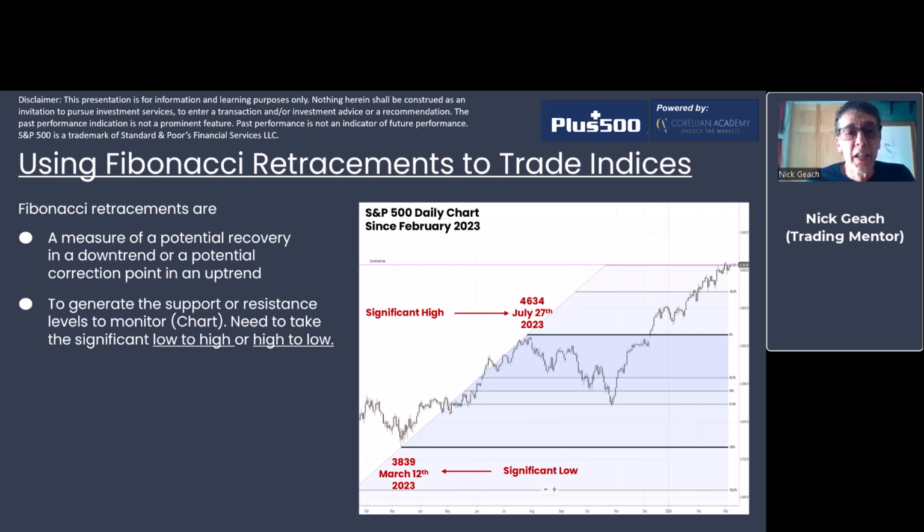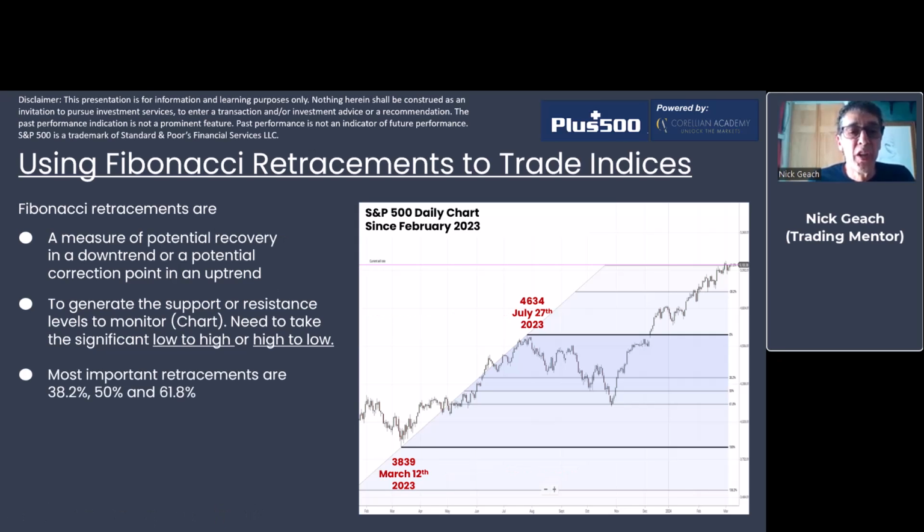Okay, so let's talk about how to generate the Fibonacci levels in our charts. We first need to identify the closest or the most recent significant low to high, and that's if prices are in an uptrend, or high to low, and that's if prices are in a downtrend. So just using this S&P 500 chart here, we're looking at an uptrend from March 12th at 38.39 to the high on July 27th at 46.34. So now I can use this range to project my Fibonacci retracement points.